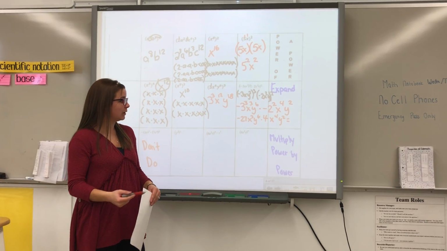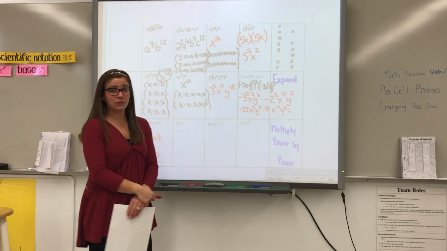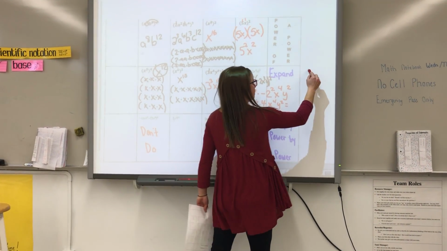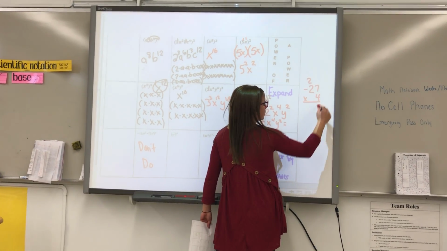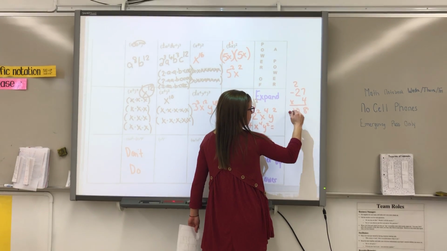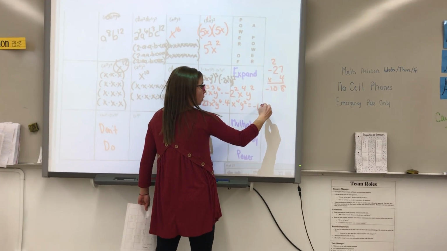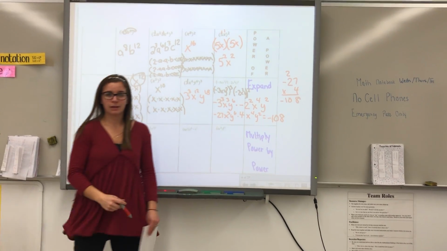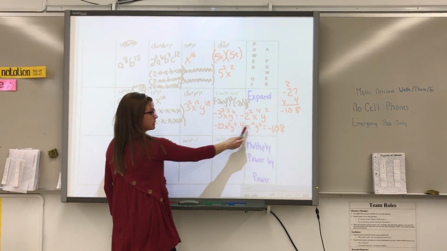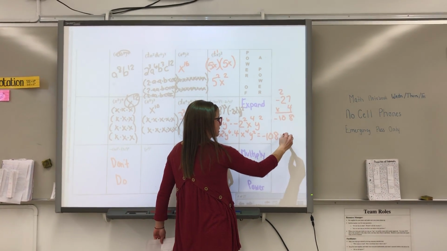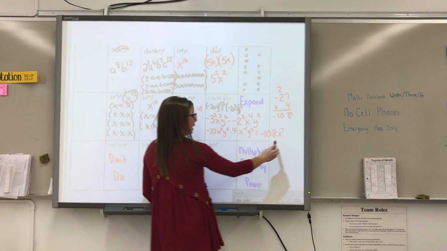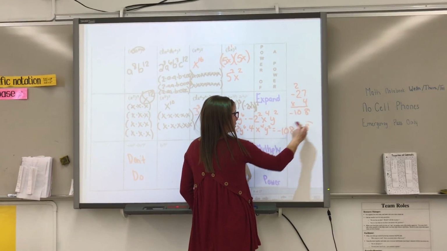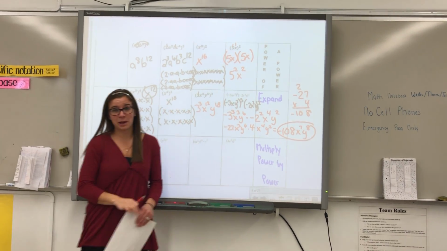Altogether, if I combine those, I have negative 27 times 4. I get negative 108. I keep my base x, I add the exponent, x to the 7th. I keep my base y, I add my exponent, y to the 8th. There was a lot of work on that one.